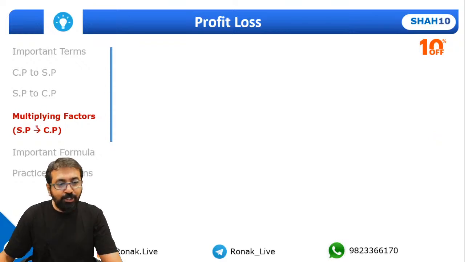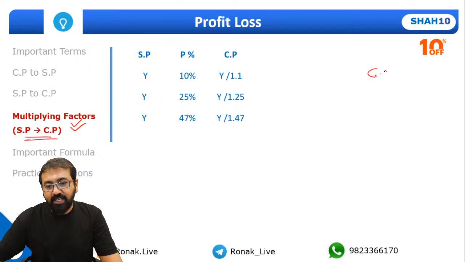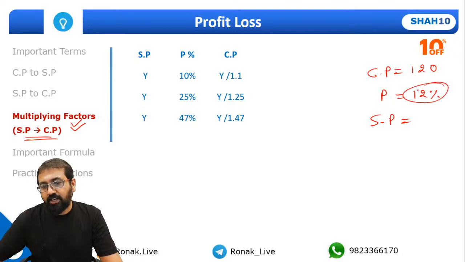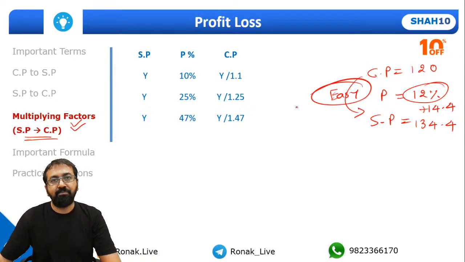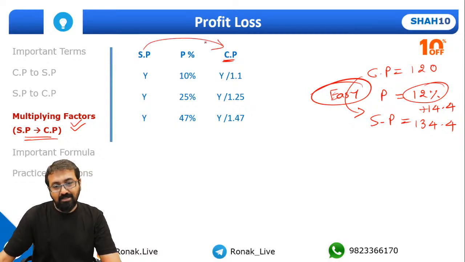Fine. So we need to understand this multiplying factor for selling price to cost price. See, please understand, if I tell you cost price is 120, profit is 12%, find out the selling price. I'm sure you can easily do it. Find out 12% of 120. So 12 into 12, 144. So this will come out to be 14.4. Add it. So this will come out to be 134.4. Isn't this very easy? Everyone, this is very easy. But cost price from selling price is not easy, ठीक है ना। Selling price to cost price is not easy, cost price to selling price is very easy.